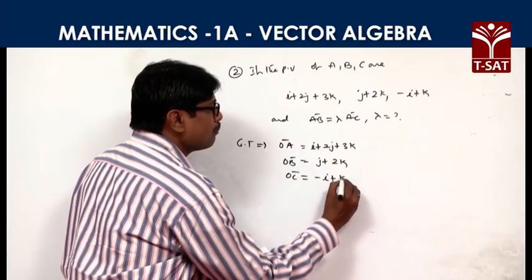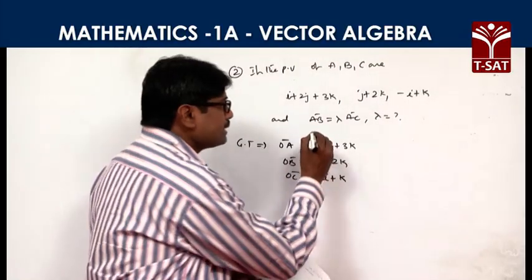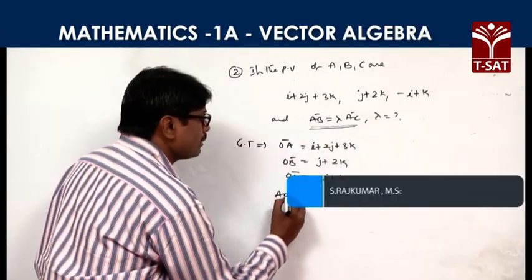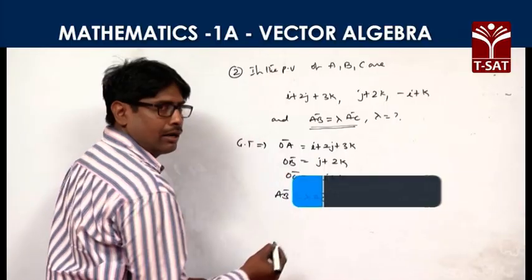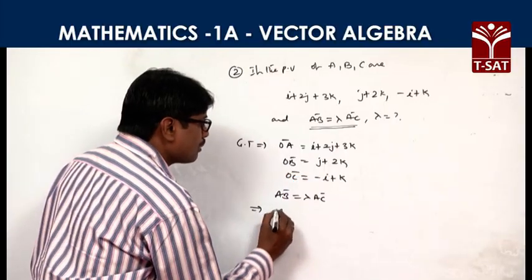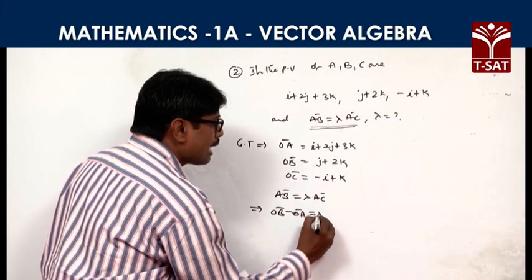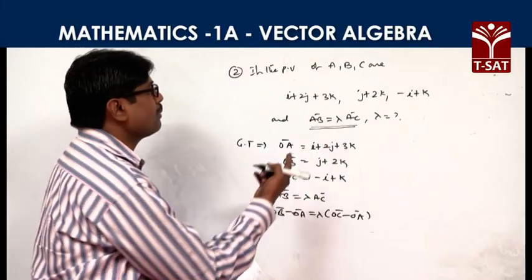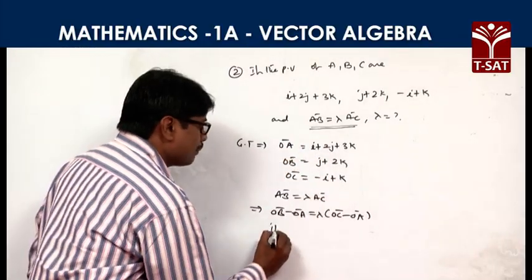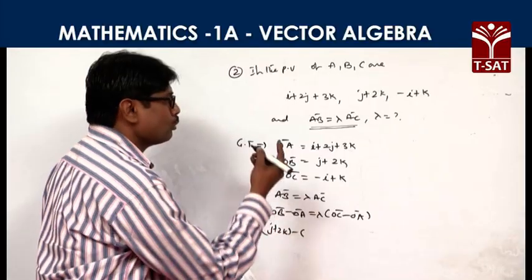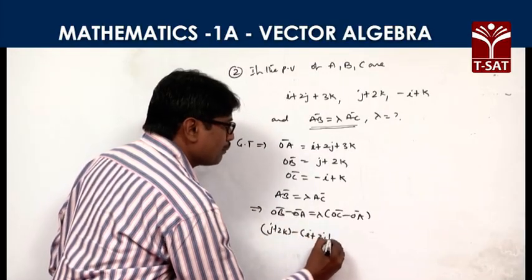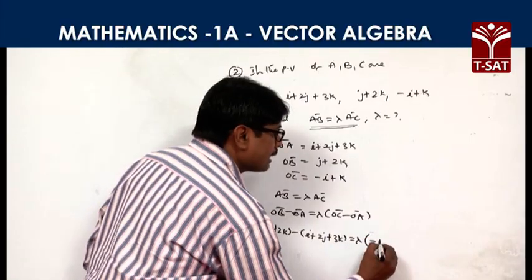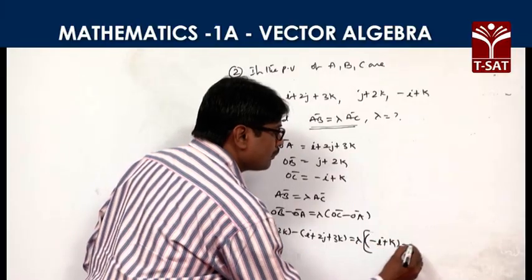OC bar is equal to minus I bar plus K bar, and it satisfies the relation AB is equal to lambda times AC. Substituting AB bar is equal to lambda times AC bar, in the sense OB bar minus OA bar is equal to lambda times OC bar minus OA bar. Tell me the lambda value. OB bar is J bar plus 2K bar, minus OA bar, I bar plus 2J bar plus 3K bar, is equal to lambda times OC bar, minus I bar plus K bar, minus OA bar.